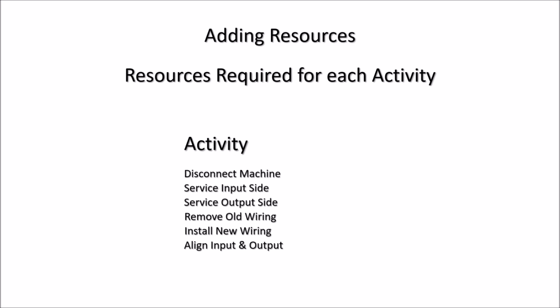In order to add resources to our plan, we need to know what resources are required for each activity. So again, we go back to our activity list and we list the resources required for each activity. Now, to make this example simple, let's assume that we only have one resource, and that is people. So we would list the number of people required for each activity and simply add those on to the activity list.